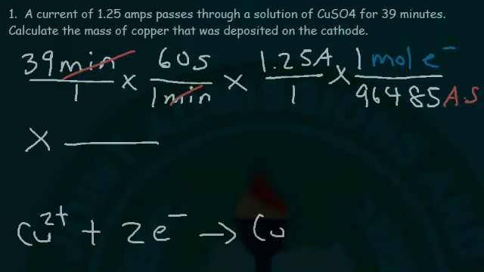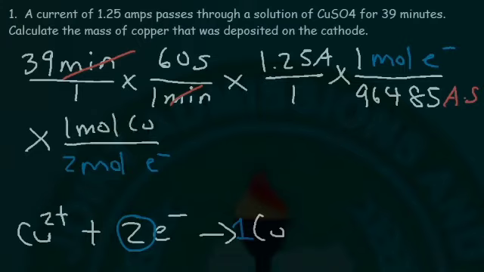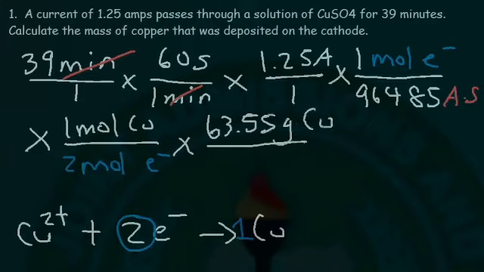So notice the ratio between copper and electrons. It's a 1:2 ratio. So for every 2 moles of electrons that pass through the solution, 1 mole of copper will be deposited or plated onto the cathode. So now the last thing we need to do is convert moles into grams. So we need to reference the periodic table. The atomic mass of copper is 63.55, which means that there are 63.55 grams of copper per 1 mole of copper atoms.